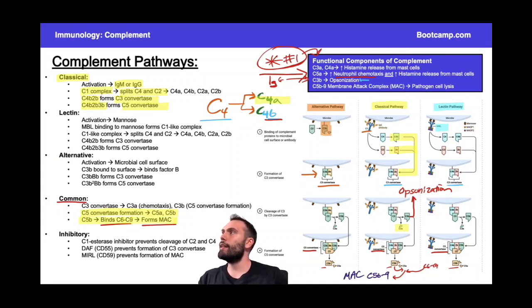Okay, lectin pathway, same thing. The only difference is we activate with mannose, and we have mannose binding lectin that forms the C1-like complex because it does essentially what the C1 complex does. Everything else is the same as the classical pathway.